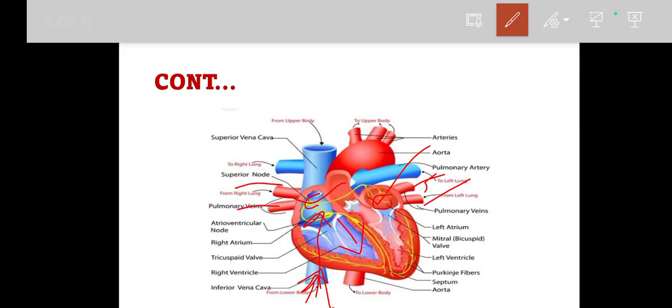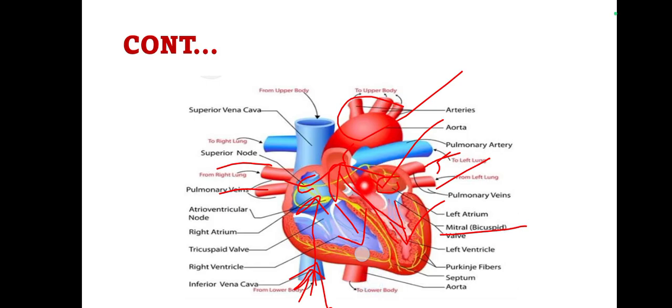When it fills, there is a valve between the left atrium and the left ventricle. The valve name is the mitral valve. So the valve opens, and all the blood comes into the left ventricle. When the left ventricle is filled, all the blood goes to the arch of aorta. So this is the arch of aorta which opens into the left ventricle. You can see it opens into the left ventricle.